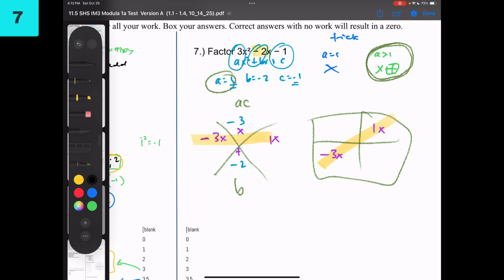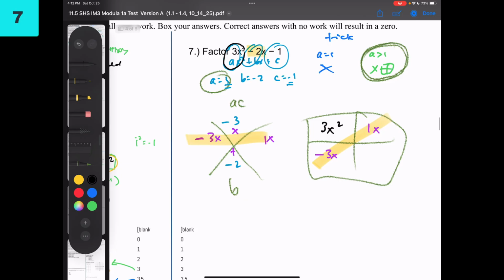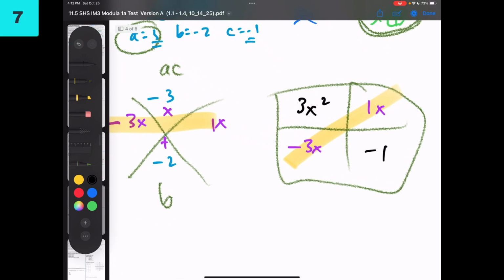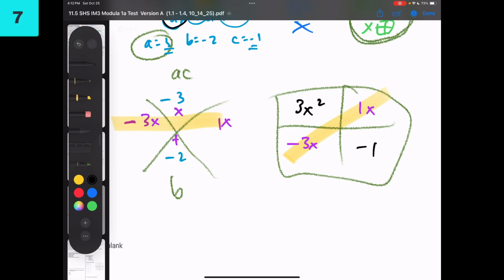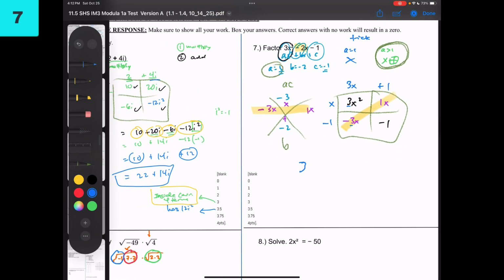A lot of students struggle with this. This top left box is your whole a term. So 3x squared. And your c value goes down here. Pay attention, these have 3's, so I'm going to put the 3 on top. x times 3x is 3x squared. x times 1 is 1x. 3x times -1 is -3x, and -1 times 1 is -1. So my answer for factoring is 3x plus 1, x minus 1.